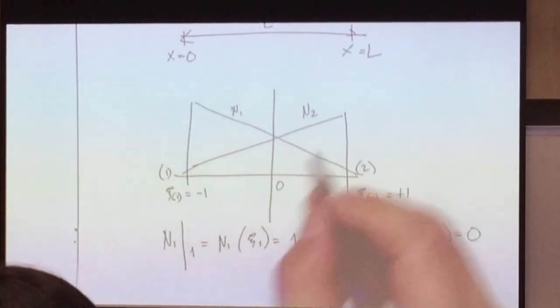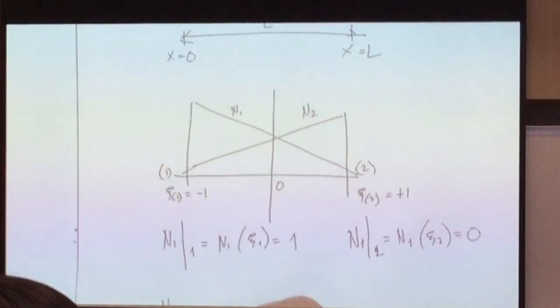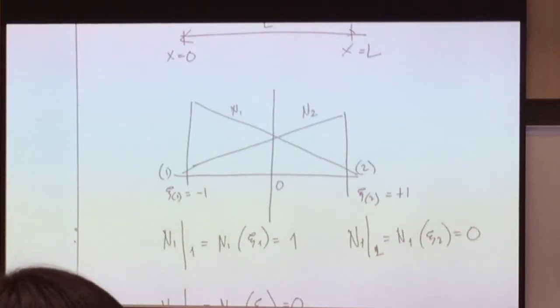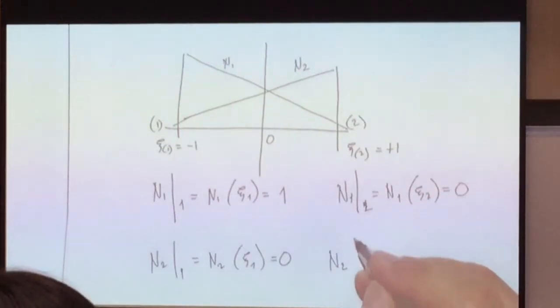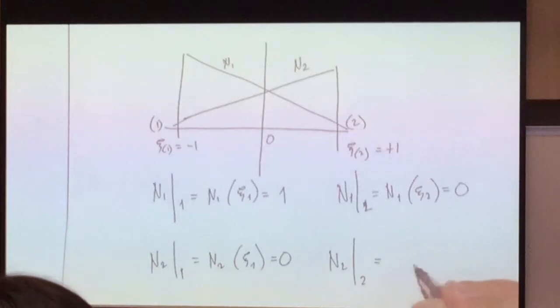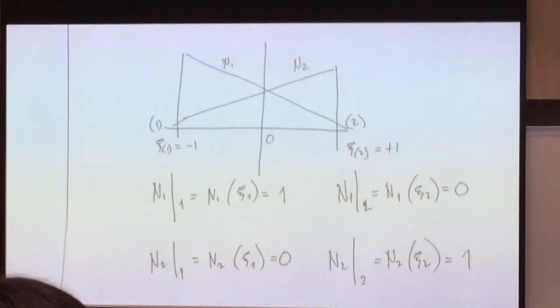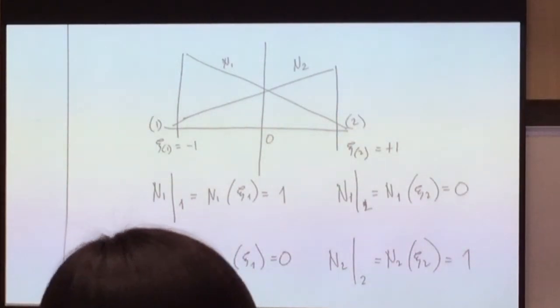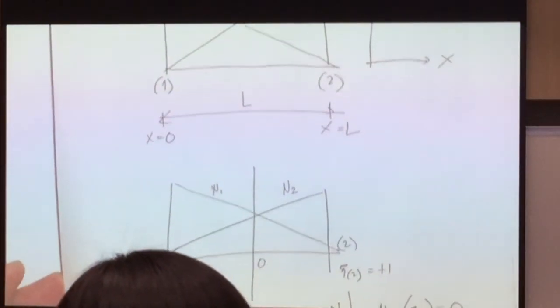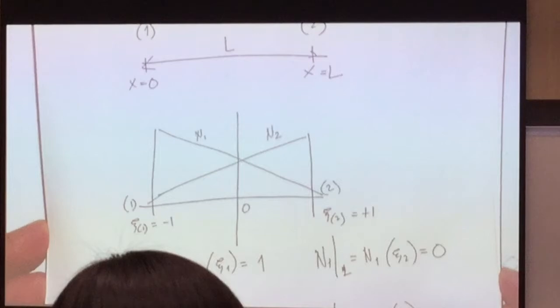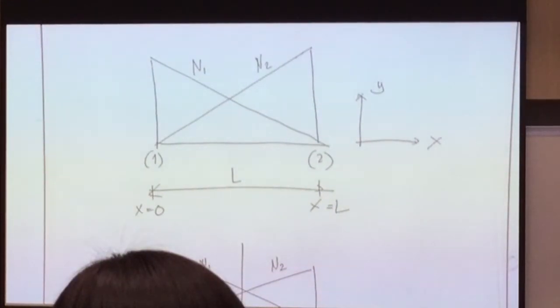So down here, have a look at N2. N2 at node 1 equals N2 at C1. This one is equal to 0. And then down here, N2 at node 2 equals N2 at C2, equal to 1. So just some terminology there. Take note, what we're doing at the moment is called mapping. So we have now studied the shape function.